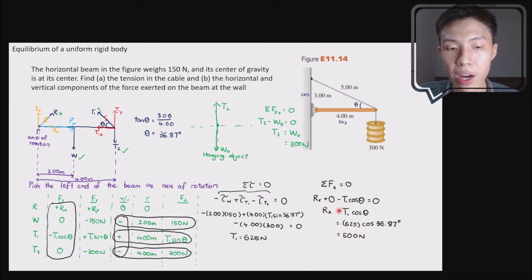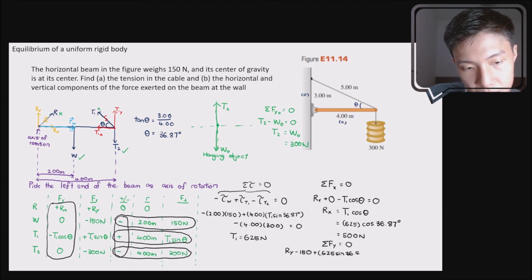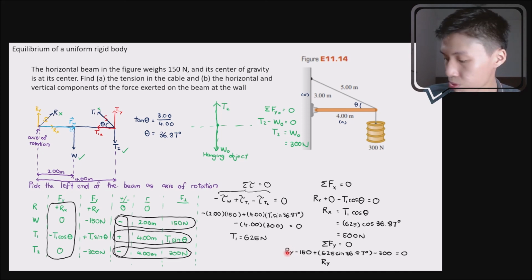Now let's move on to Ry, the Y component of the reaction force. For the Y component, it's sum of Fy equals 0. So copy everything here. You have Ry minus 150 plus, I'll straight away do substitution because I'm running out of space, 625 sine 36.87. This is the substitution, then minus 300 equals 0. If you perform your calculation, there's only one unknown over here, which is Ry. You can perform all the calculations smoothly, and I believe you should get an answer of 75 Newton.